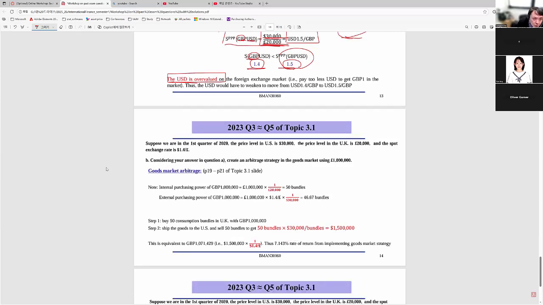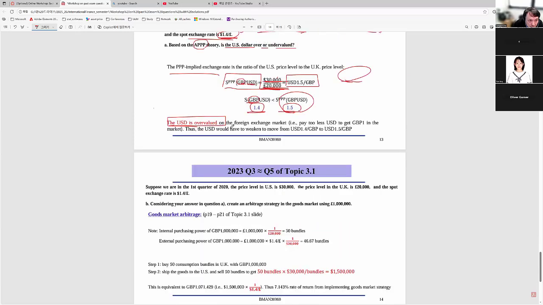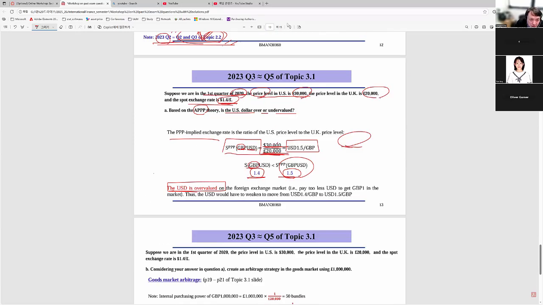Second question, once you have these PPP violations, is there any way to exploit that? So we talk about this one, the absolute purchasing power parity is the law of one price. So for the same consumption bundle, we pay this one in US, this one in UK. So this is the law of one price.